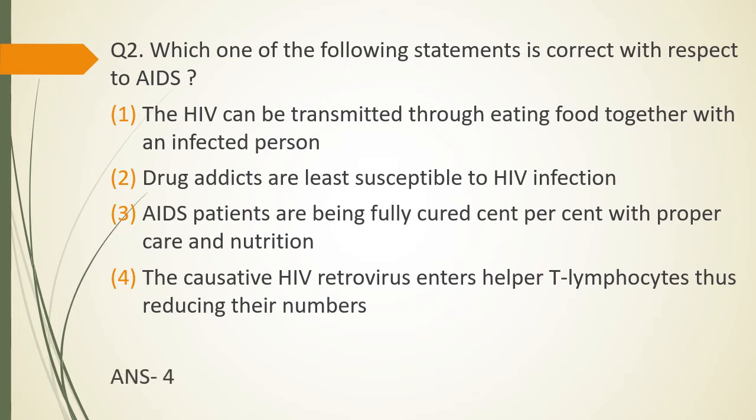The causative HIV retrovirus enters the helper T lymphocytes and reduces their number. Reduction in CD4 cells or the helper T cells reduces the immunity of the person, exposing it to many opportunistic infections, right? Option first is incorrect. HIV is not transmitted by eating food. Drug addicts are more susceptible to HIV. AIDS patient cannot be fully cured and ultimately AIDS patient will die.